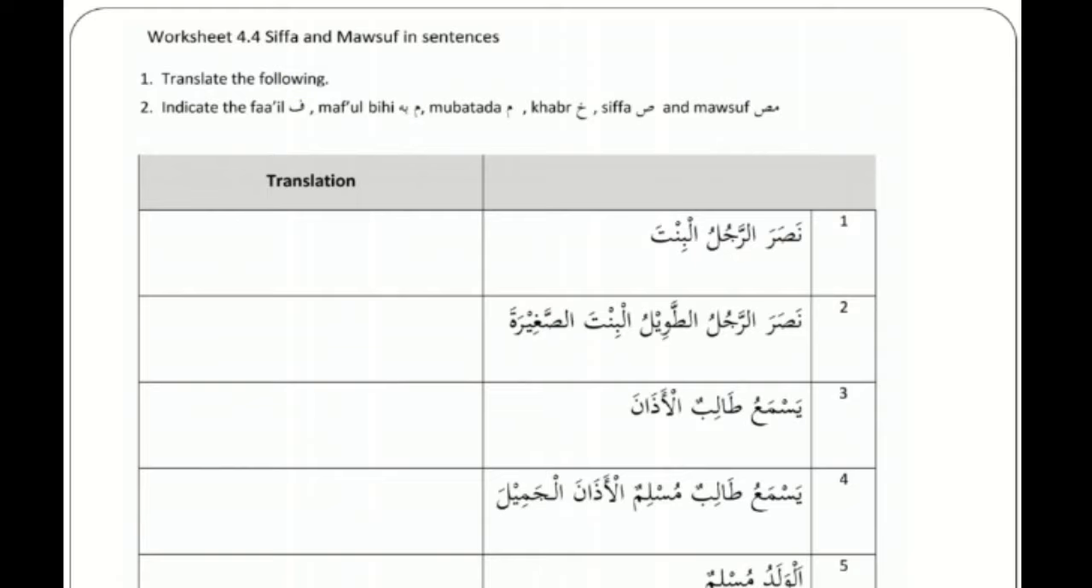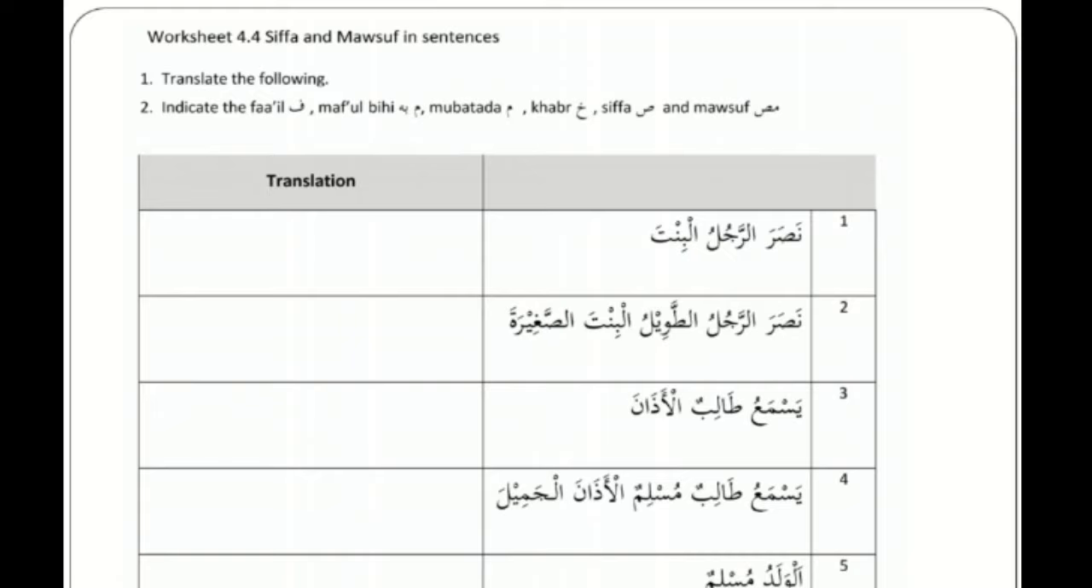Let's read number two. Nasara, all together. Nasara ar-rajulu at-tawilu al-binta as-saghirata. Translation. The tall man helped the small girl. How many sifa mawsuf do you have in the sentence? Two. Ar-rajulu at-tawilu, al-binta as-saghirata. Let's do number 3.